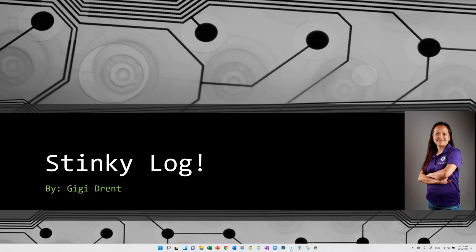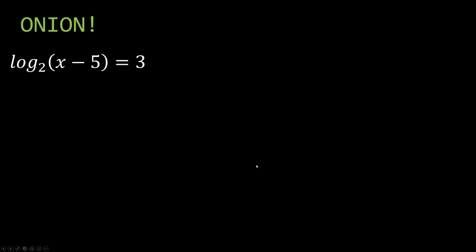Let's talk about the Stinky log. If you follow my videos, you would know that there are two types of equations that we deal with. One is the onion, like this, right? So, x appears only once, and onions have layers, so you just undo the layers. In this case, to undo log, we would use exponent.